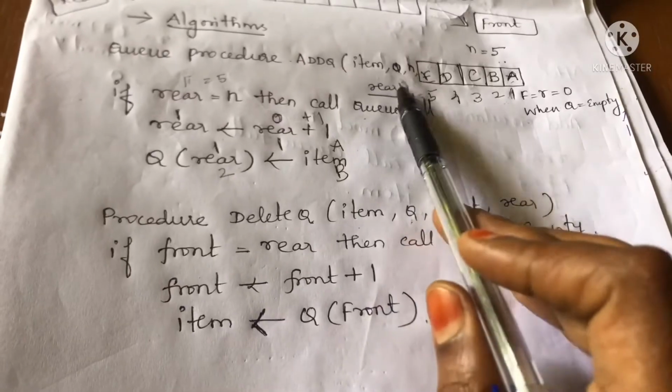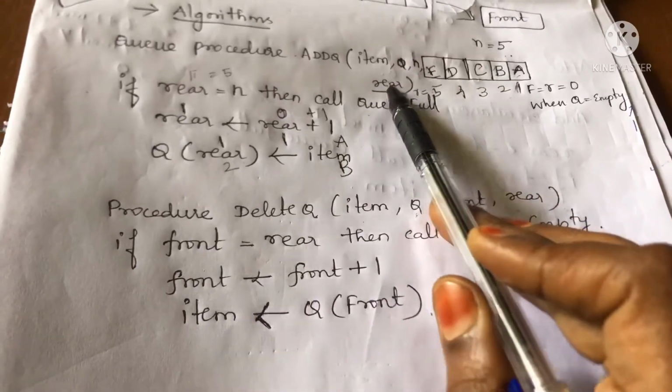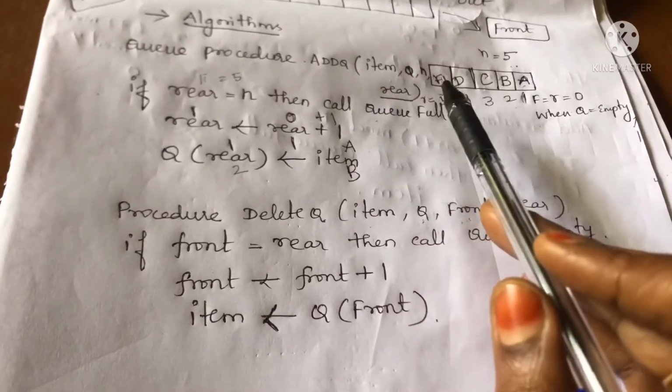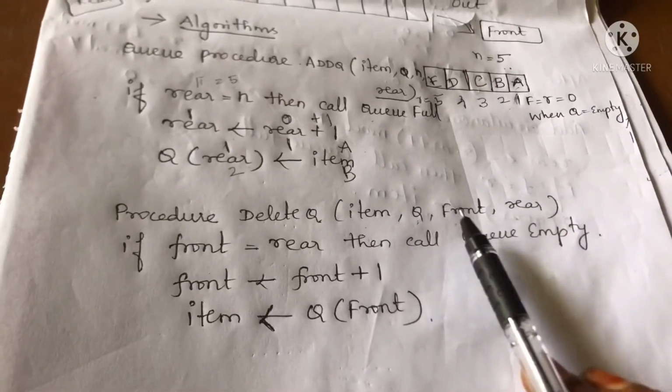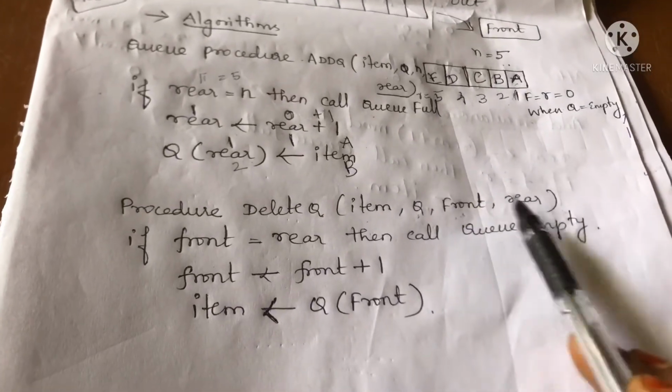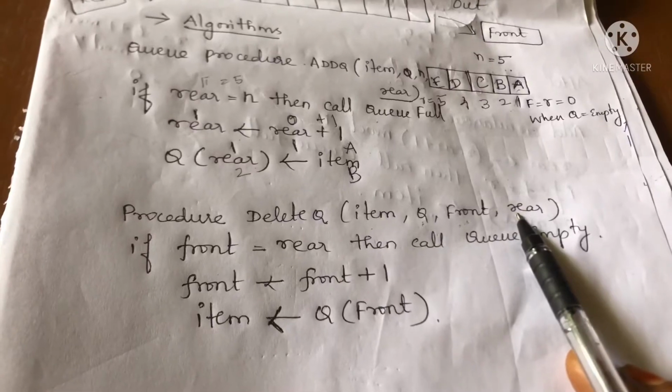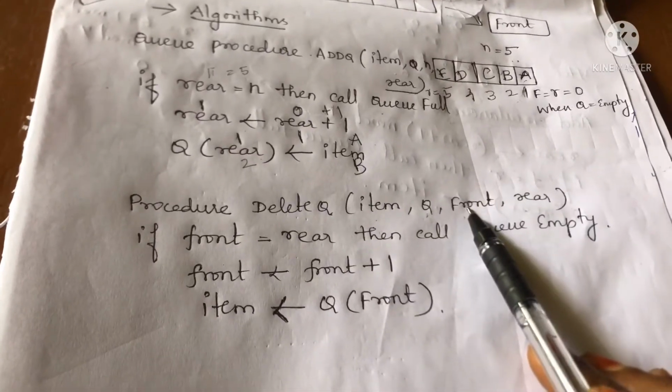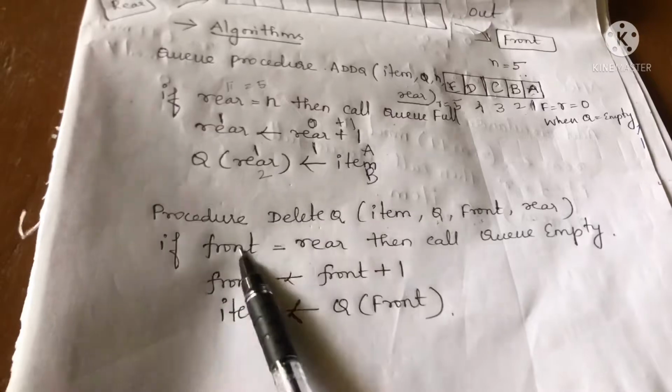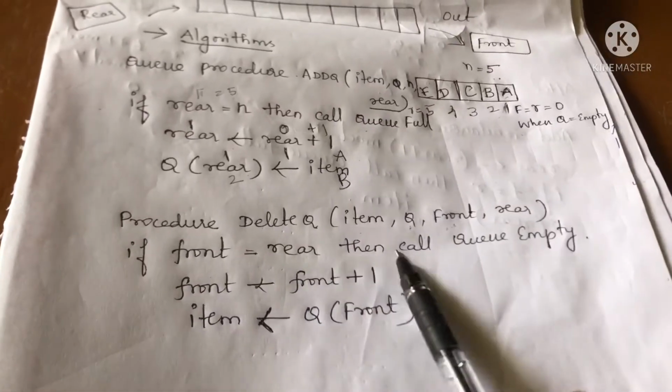Here: item, Q, number of size, rear. Then only check if the Q is full or empty. Here we have to know the front value. Then only you compare whether the Q is empty or not, so here using this parameter. If front equal to rear, then call Q empty.